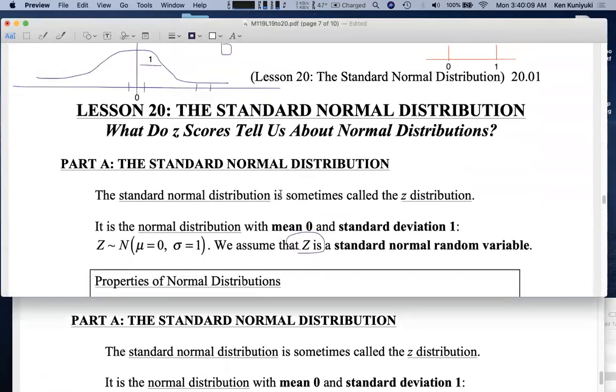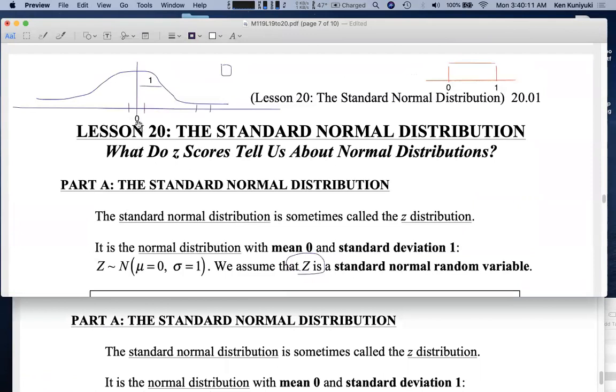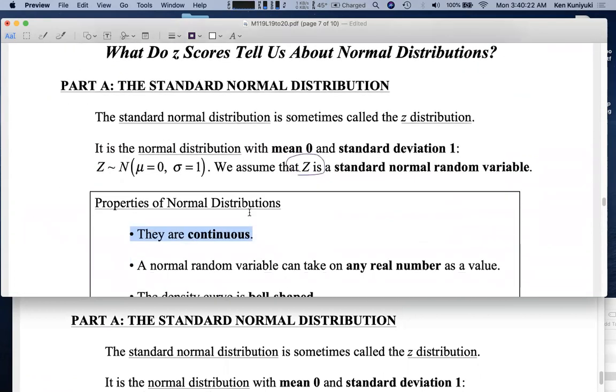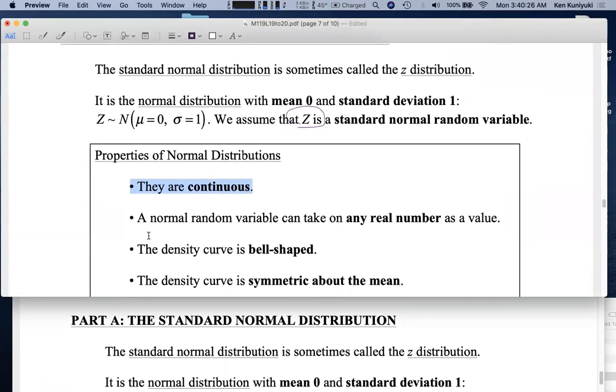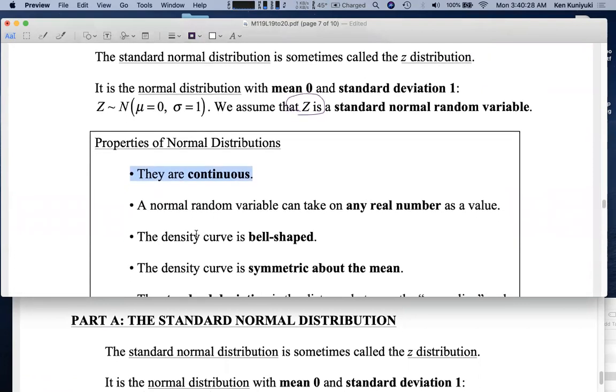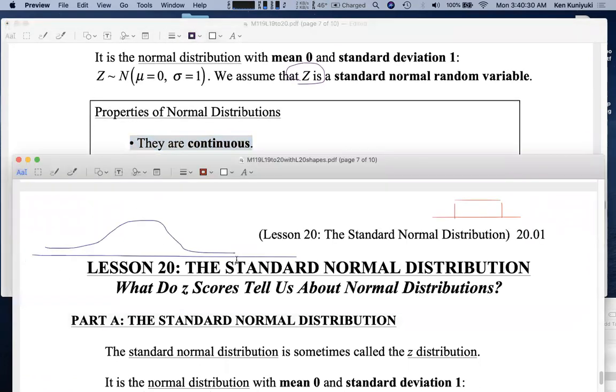So for example, in the standard normal, you can have values of 0, 1, 0.1, 0.11, 0.111. Any real number can be a standard normal value. They're continuous distributions. Also, a normal random variable can take on any real number as a value. Any real number is possible.